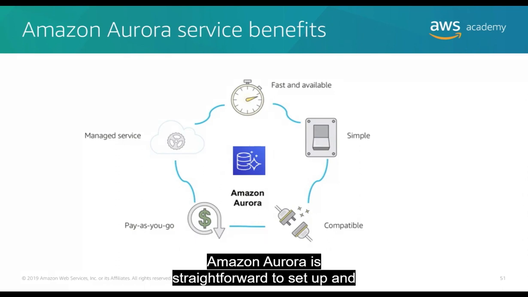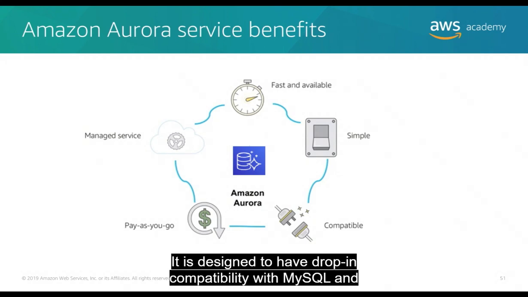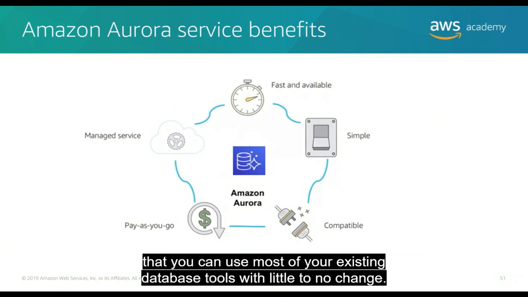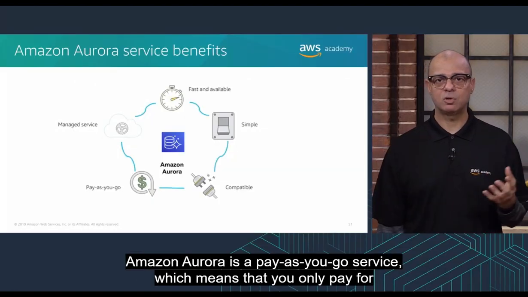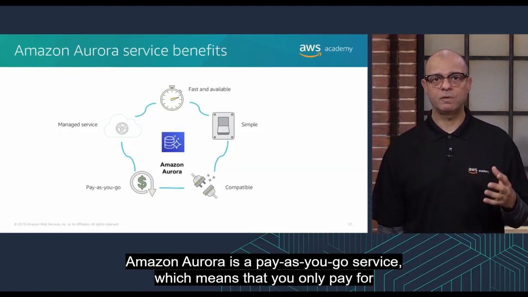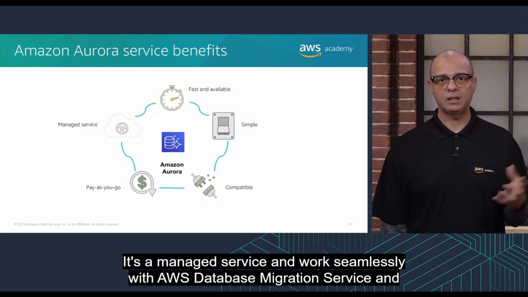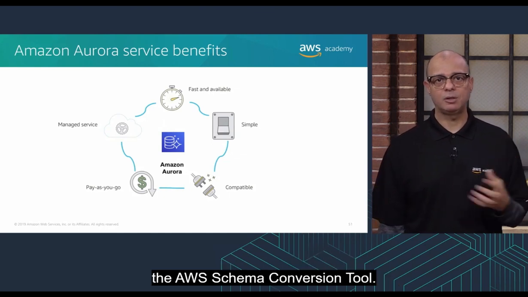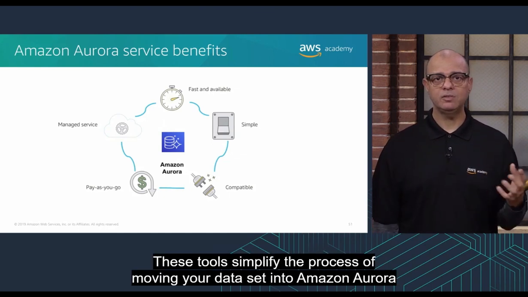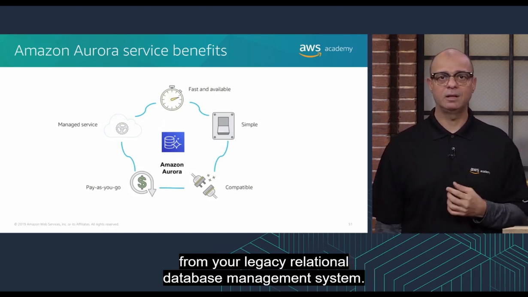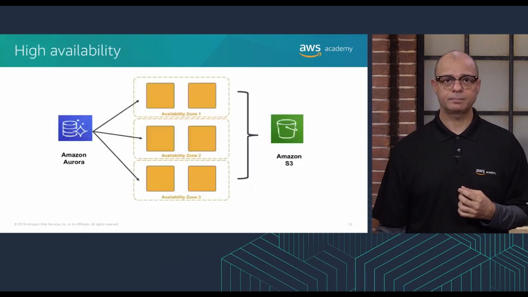Amazon Aurora is straightforward to set up and supports standard structured query language. It is designed to have drop-in compatibility with MySQL and PostgreSQL database engines so that you can use most of your existing database tools with little to no change. Amazon Aurora is a pay-as-you-go service, which means that you only pay for the services and features that you use. It's a managed service and works seamlessly with AWS Database Migration Service and the AWS Schema Conversion Tool. These tools simplify the process of moving your data set into Amazon Aurora from your legacy relational database management system.